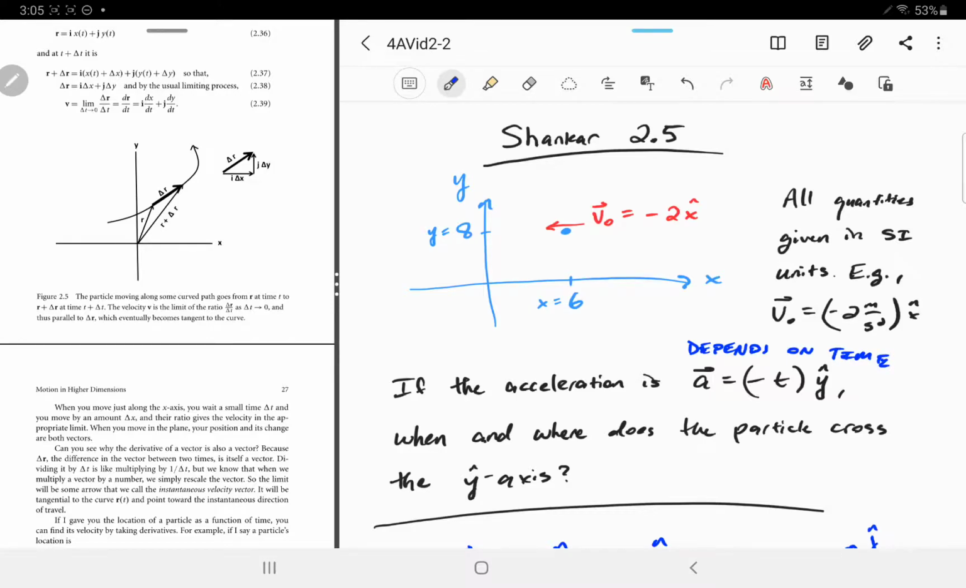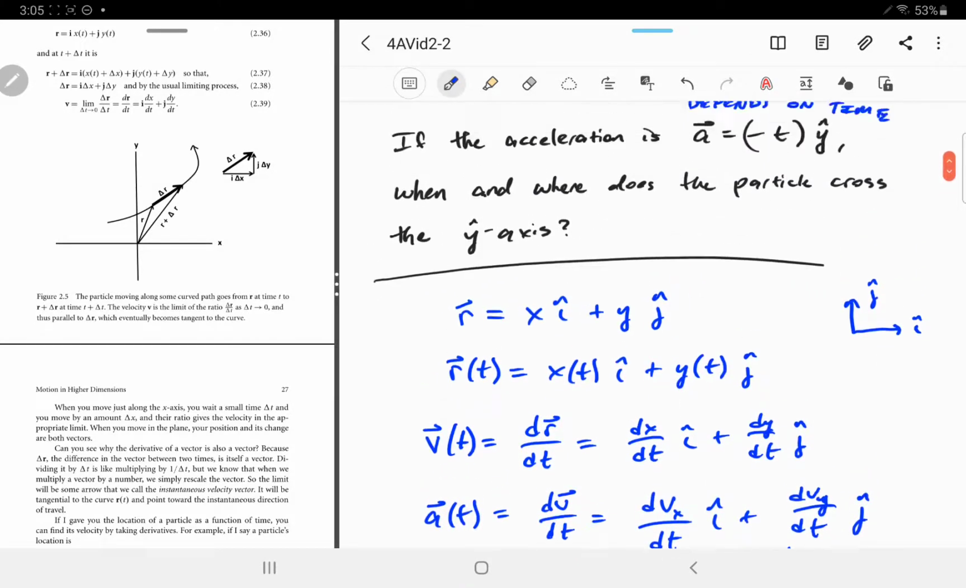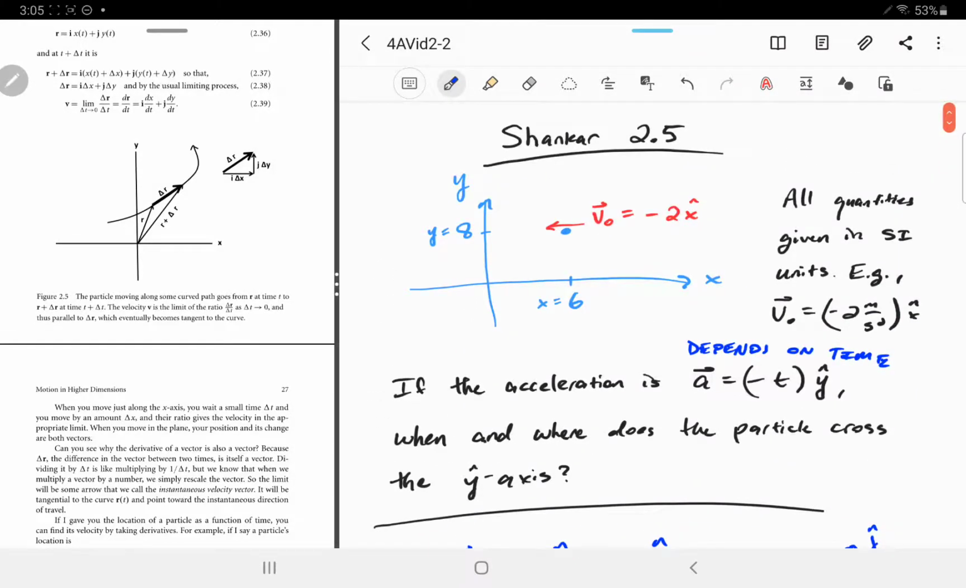So we won't be able to use equations for constant acceleration, like the equations that we derived towards the end of chapter 1, and equations that we're going to revisit for projectile motion. We can't use those equations because those assume that acceleration is constant. Acceleration is not constant here, so we can't do that. So we have to use the full general equations for motion here.